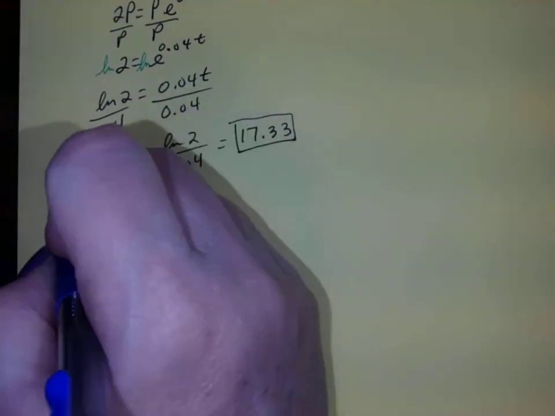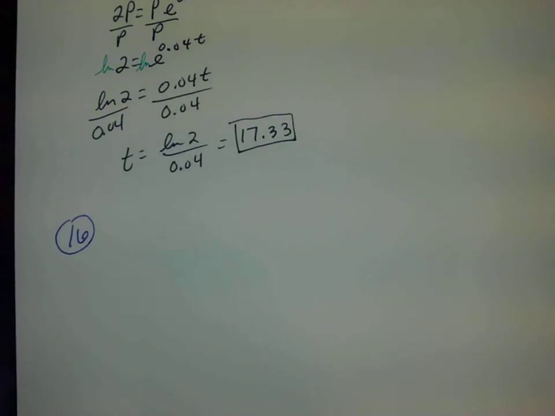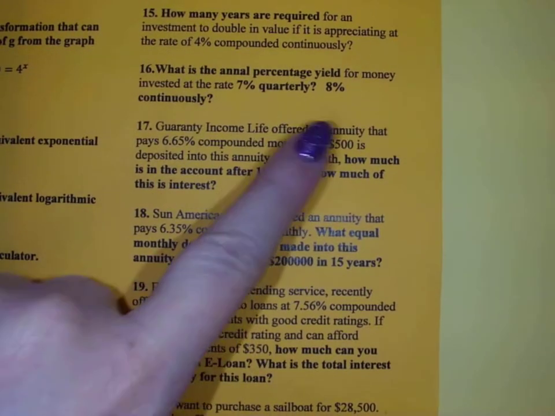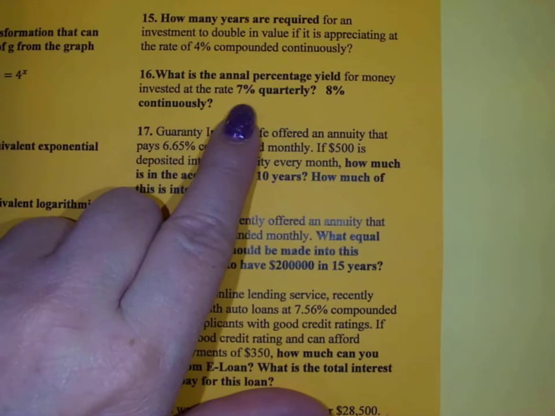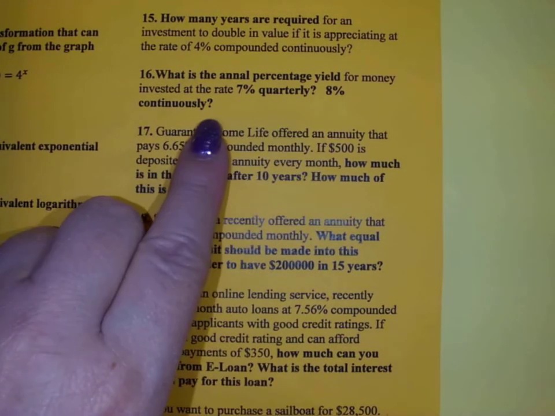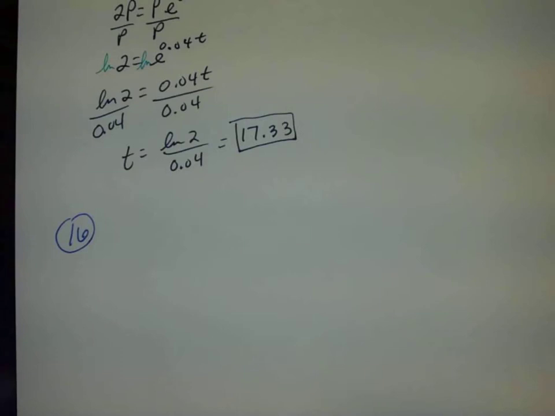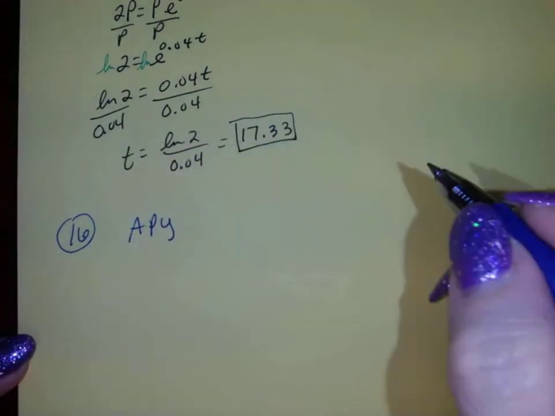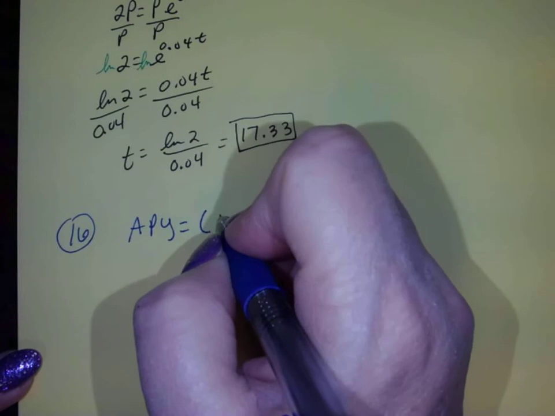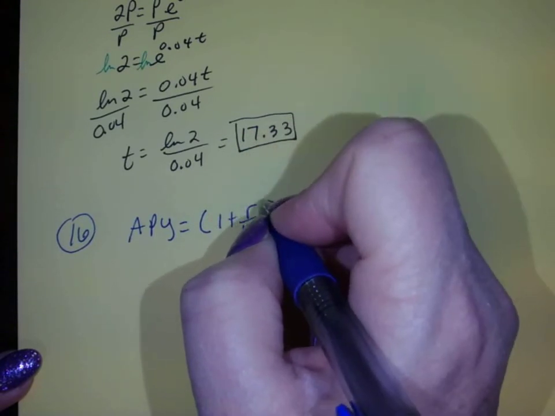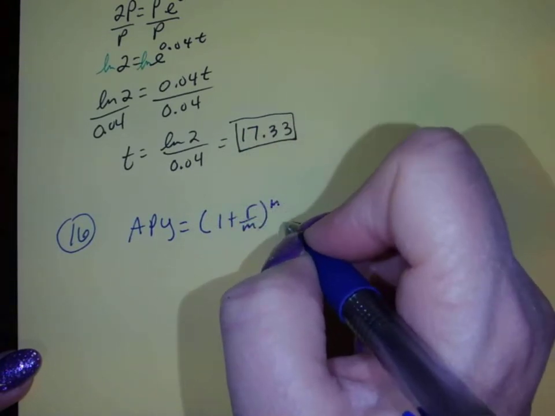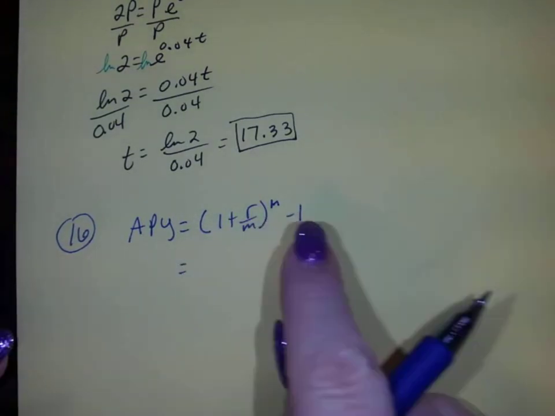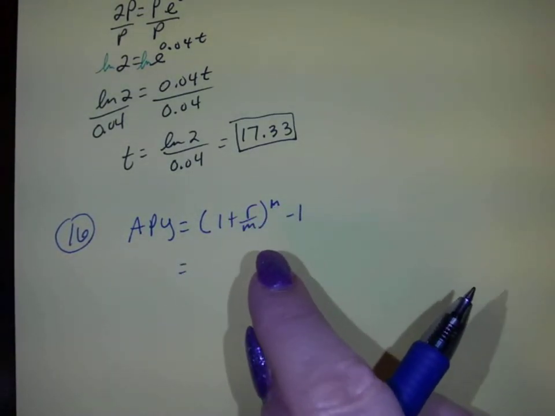All right, number 16. For number 16, what is the annual percentage yield for money invested at the rate of 7% quarterly and 8% continuously? So the formula for this is the annual percentage yield, APY, is equal to 1 plus R over M raised to the M, minus 1. And this is the one for the compounded quarterly.